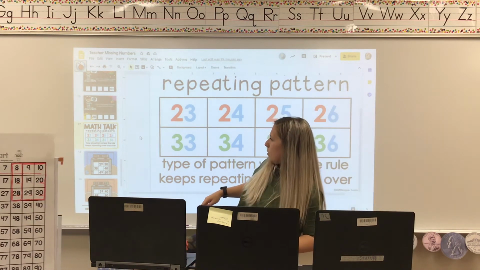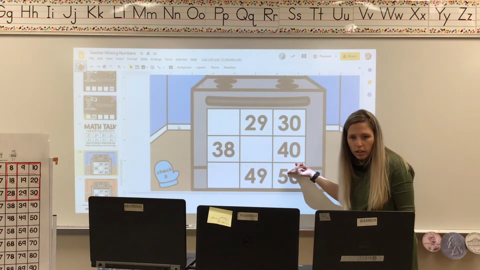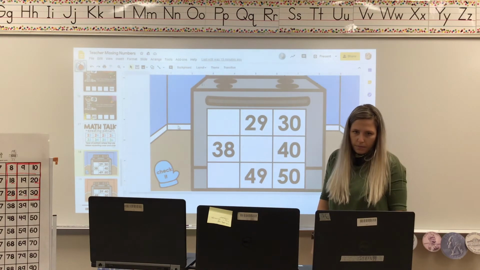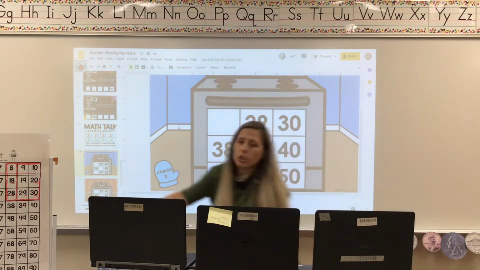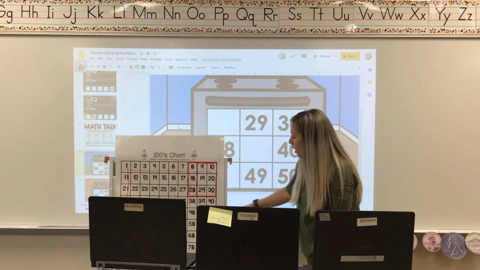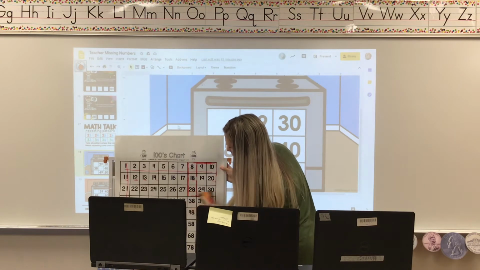So go to the next one. This is just a chunk. I've cut up my hundreds chart. What I'm going to do is look at my hundreds chart, because this is a little bit hard, and find this chunk that I've cut. Let me erase this chunk.